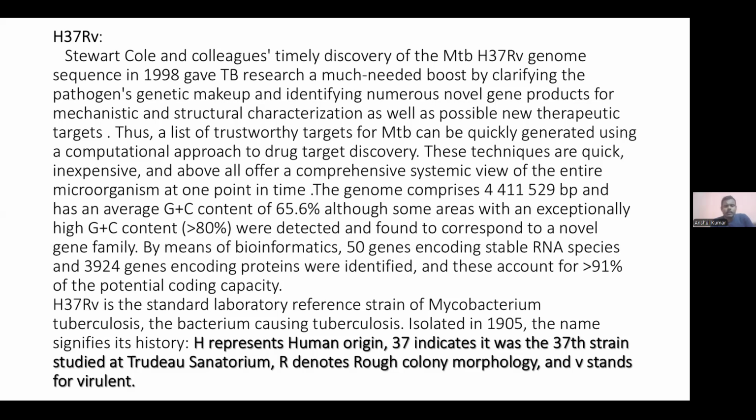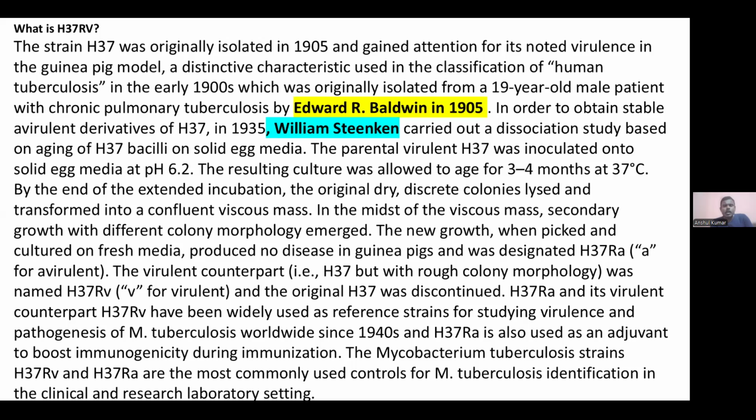H37Rv is the standard laboratory reference strain of Mycobacterium tuberculosis, the bacterium causing tuberculosis. This was first isolated in 1905, and the name signifies its history. H represents human origin. 37 indicates it was the 37th strain studied at Trudeau Sanatorium. R denotes rough colony morphology, and V stands for virulent. Next, what is H37Rv? So the strain H37 was originally first isolated.